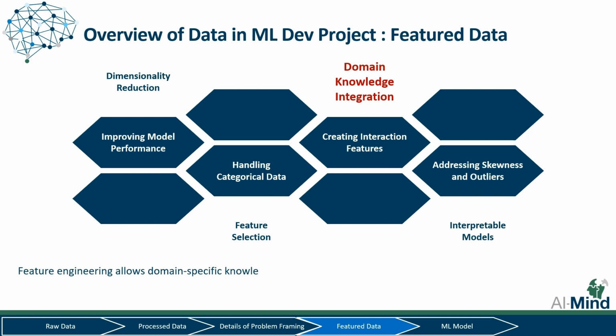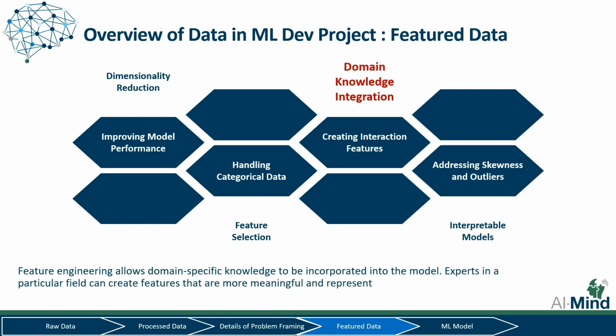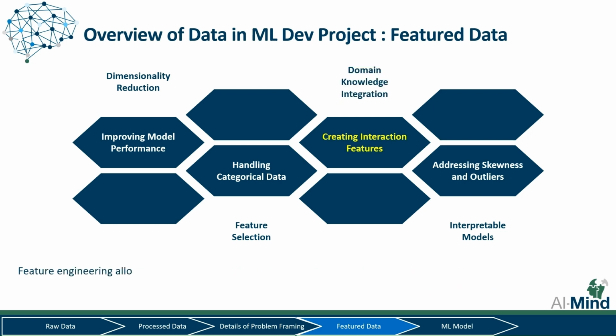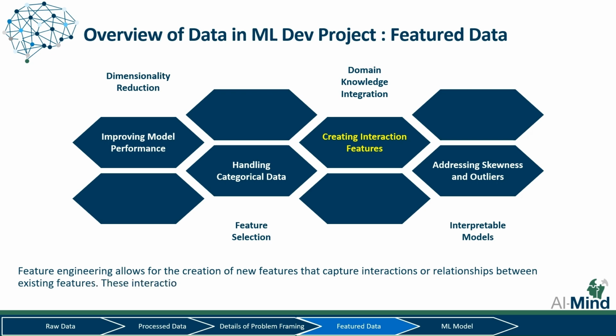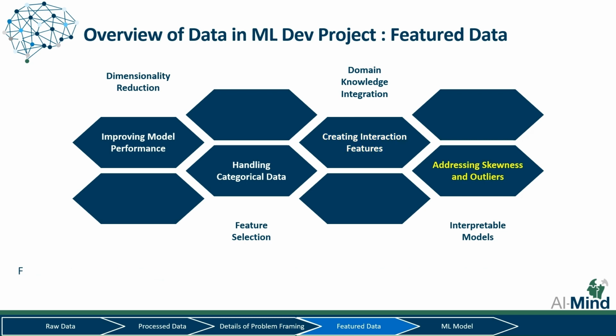Feature engineering allows domain-specific knowledge to be incorporated into the model. Experts in a particular field can create features that are more meaningful and representative of the problem being solved. Feature engineering allows for the creation of new features that capture interactions or relationships between existing features. These interactions can be important for certain types of predictive modeling.